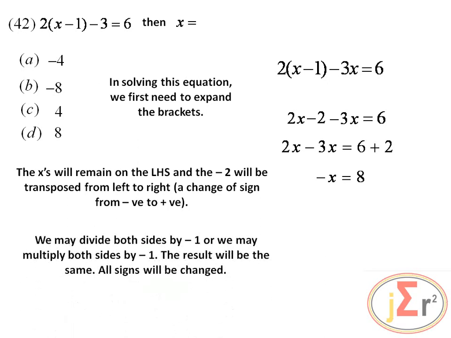We may divide both sides by negative 1, or we may multiply both sides by negative 1. The result will be the same. All signs will be changed. So we may arrive at our x by multiplying both sides by negative 1, or by dividing both sides by negative 1. The effect will be the same. X is equal to negative 8. The correct answer is option B.